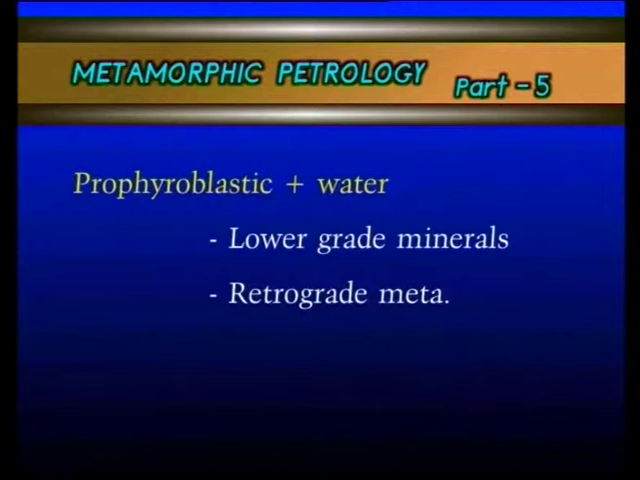Now the third important case: if any porphyroblast reacts with water, then normally it can change into lower grade minerals. Normally if hypersthene is there, then that changes into biotite. That also gives a reaction rim, which is a low grade reaction rim, normally from retrograde metamorphism.